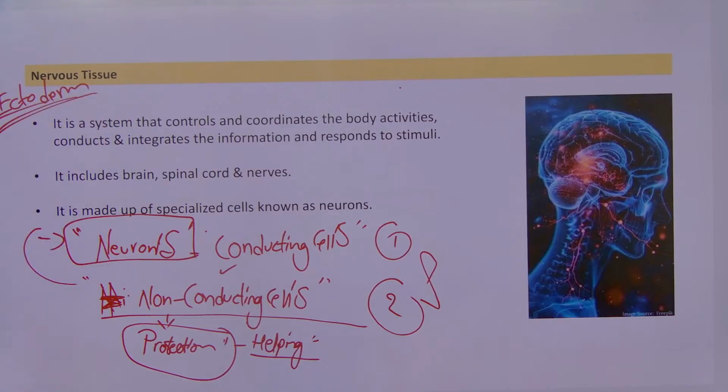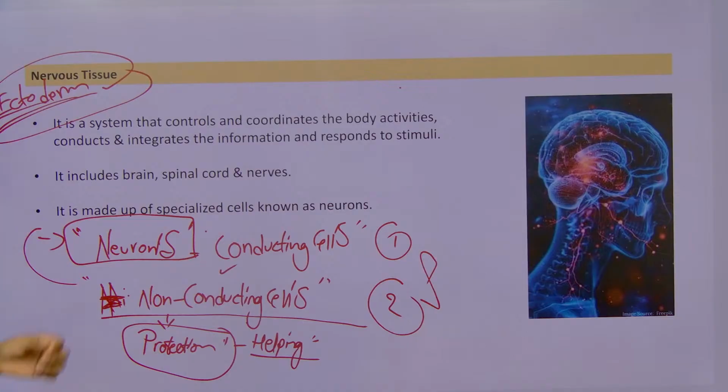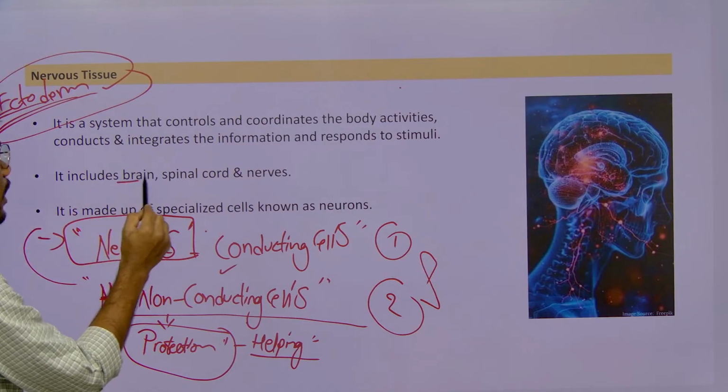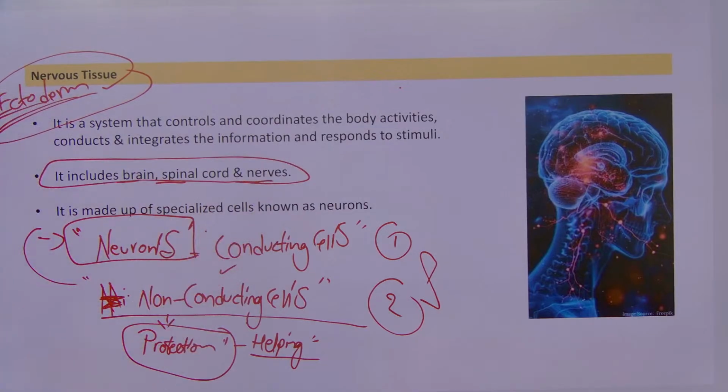From this ectoderm, we have two cells. One is epithelial cells, which means the skin. The best example is skin and the neural system. These two systems arise from this ectodermal layer. You see this, it includes what? Brain, spinal cord and nerves. So the nervous system includes brain, spinal cord and nerves.